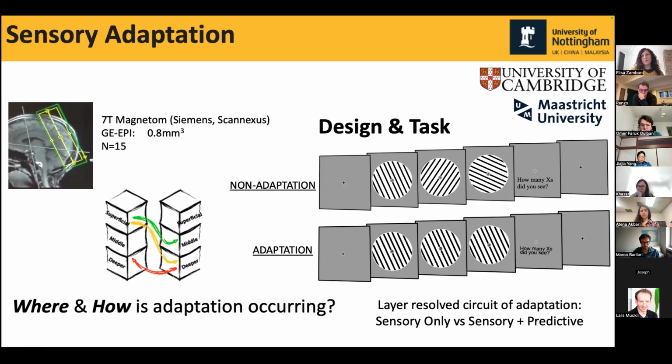Concomitantly, participants were also performing an orthogonal task at fixation, and this was to ensure attention. They were presented with a stream of letters containing a target letter, in this case the letter X. Participants were supposed to monitor this stream of letters and count how many times they encountered the letter X, and then respond once prompted on the screen.